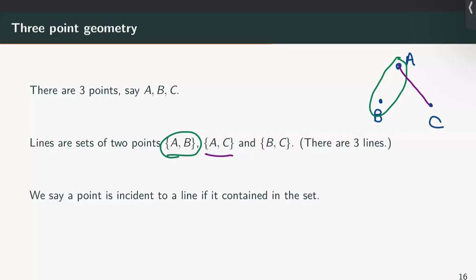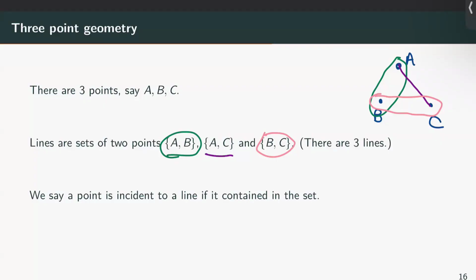And finally, let's say we take pink here. That is pink. Right, so we see that there is no line that contains all 3 points. So axiom 3 is verified. Axiom 1, we say that for any pair of points, there's a unique line passing through them. Well, that's almost by construction.